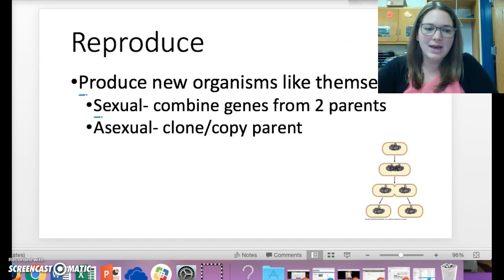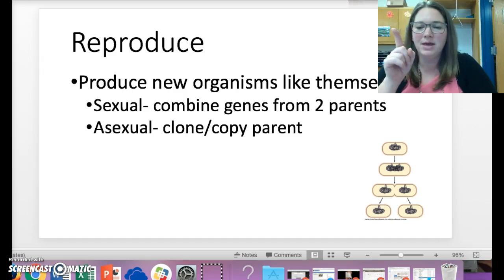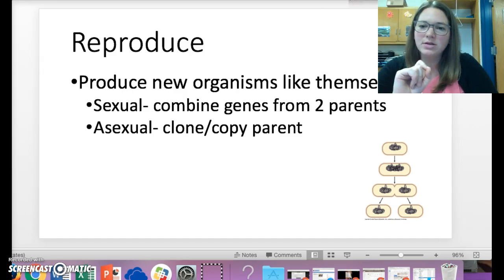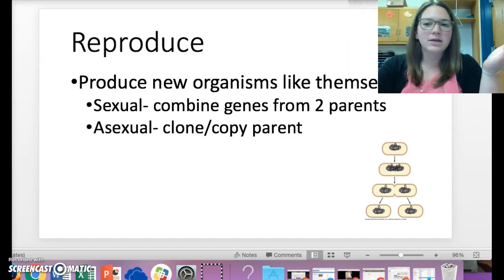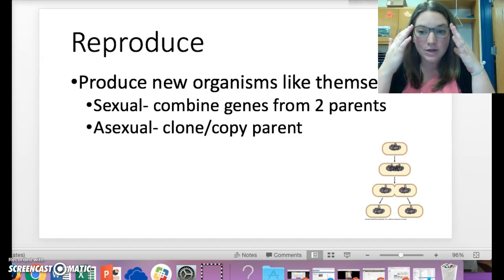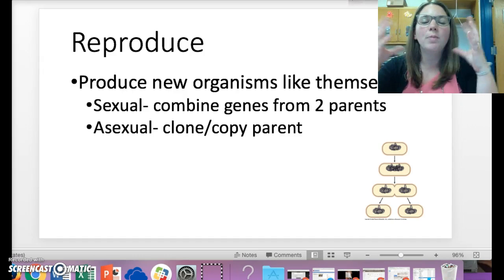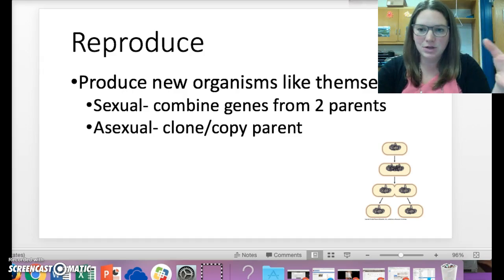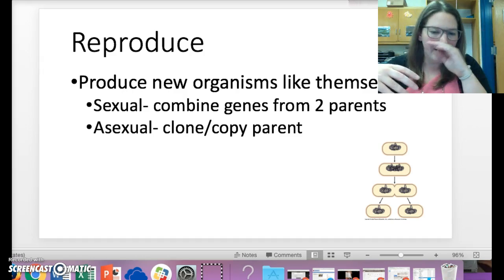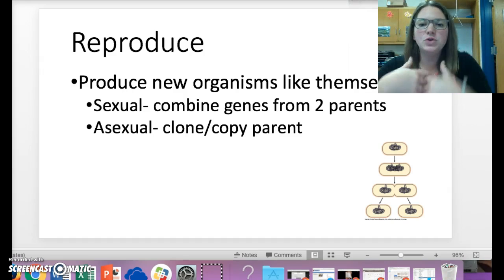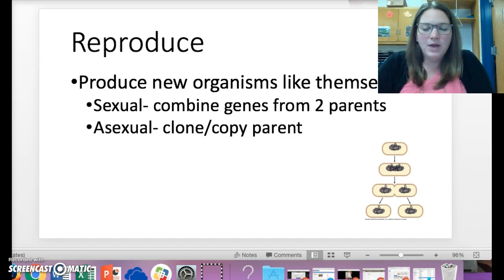Let's look at the next one, which is reproduce. All living things have to be able to reproduce. Now, this does not mean that if you don't reproduce, you're not living. For example, let's say you have an aunt who never had kids. That doesn't mean she's not living. That just means her population, her species, is able to reproduce. That's what it comes down to. So reproducing means you produce new organisms like yourself, and you can do this one of two ways. Well, you can only do this one way, but certain organisms can decide which way to do this.